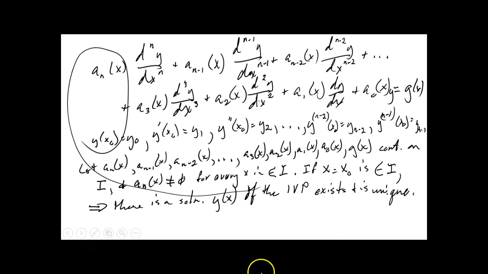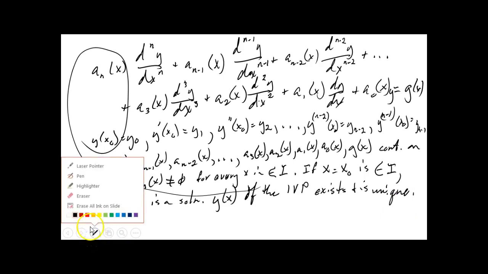So let's do example 1. Any questions on that before we go? A lot of blah, blah, blah, but let's see what happens. Here is an initial value problem, much simpler looking than what we just had. 3y triple prime plus 5y double prime minus y prime plus 7y is equal to 0.